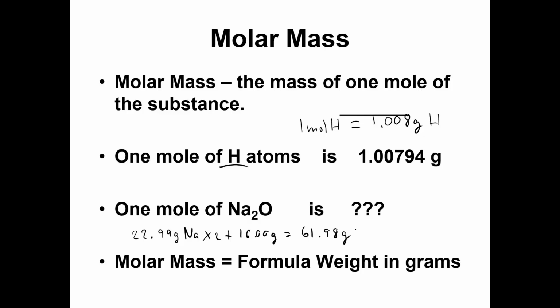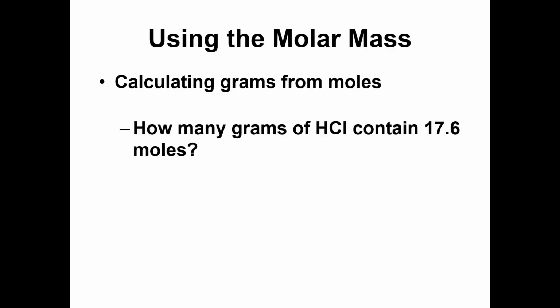61.98 grams of sodium oxide equals 1 mole of sodium oxide. Okay. And so the molar mass in grams equals the formula weight in grams. That's pretty simple. We can do calculations with that.